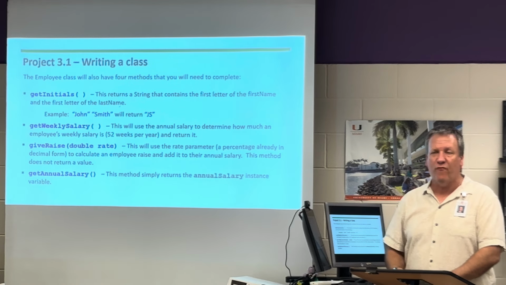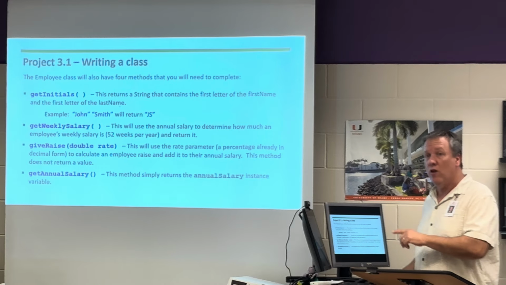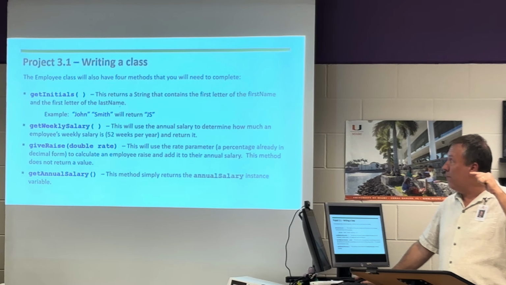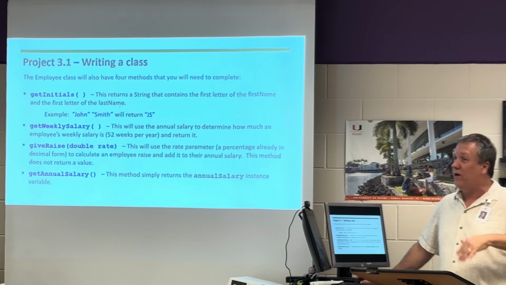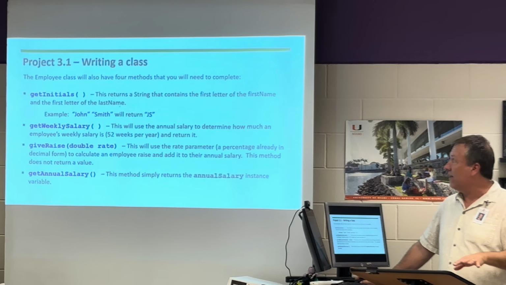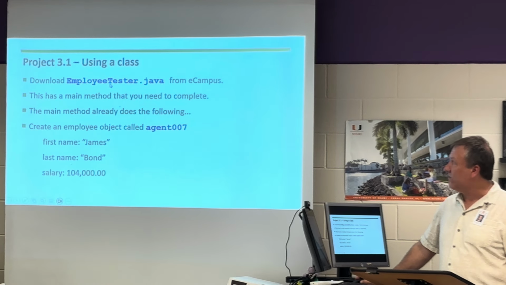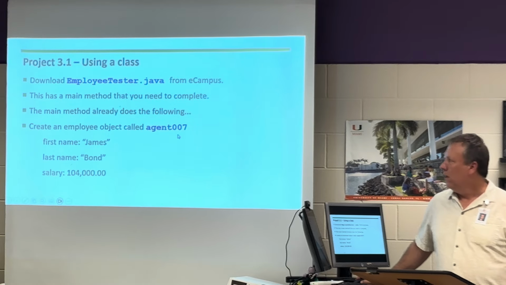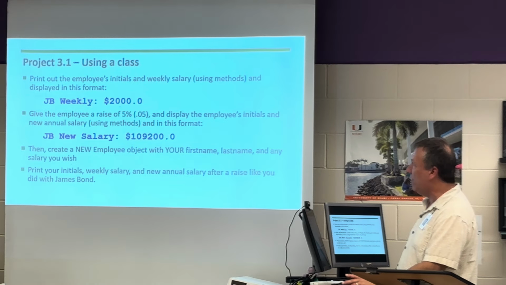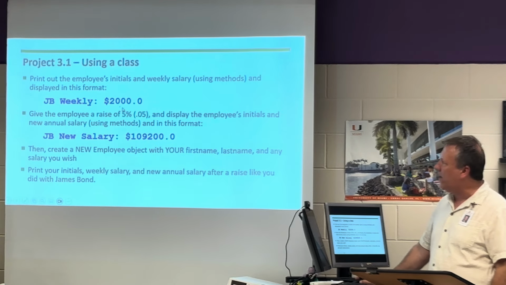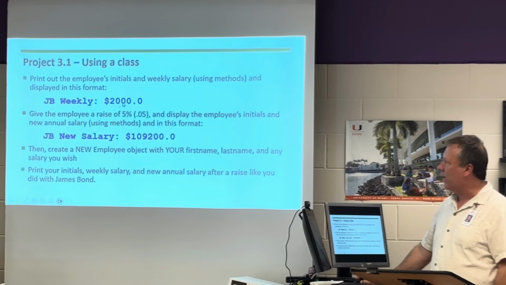You'll see them started for you. We're not writing these from scratch. Download from eCampus. There is that Employee class. Download it, and you'll see it started for you. You could cut and paste it, but I would just download it and open it right up in JGrasp. If you need some help with that, let me know. And then there's an EmployeeTester. An EmployeeTester creates an object called Agent007 with the name James and Bond and 104,000. And then what it prints out is JB weekly, so it gets the initials and prints out the weekly salary, gives them a raise, and then prints out JB new salary and has their new annual salary.